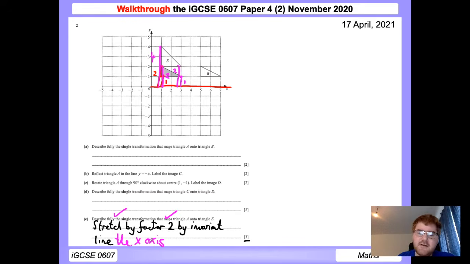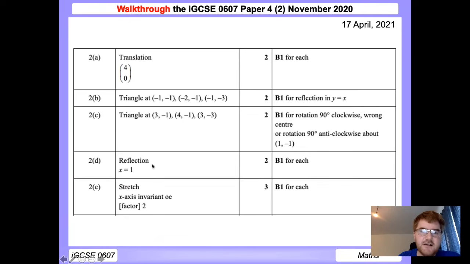And then our invariant line, so where the stretch is happening from, is the x-axis. Think of this as if you're putting your foot on the actual line and then you're stretching the shape upwards. That will give you a good idea of what is going on. So let me show you the mark scheme.